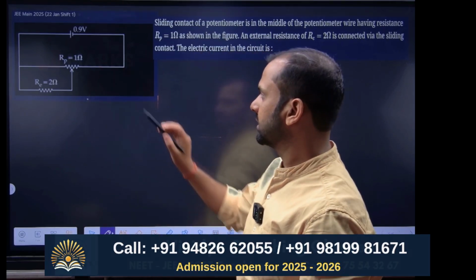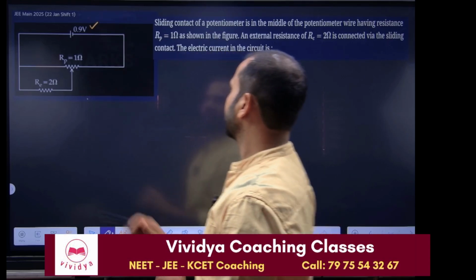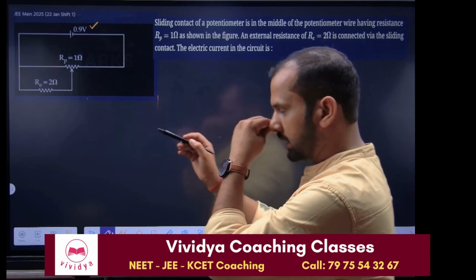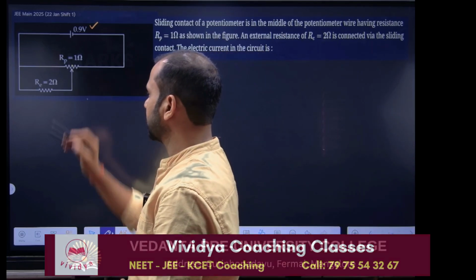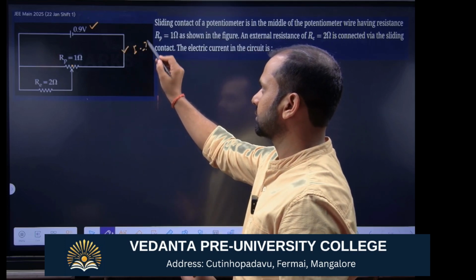This question suggests that here one battery of 0.9 volt is there, with one variable resistance. A potentiometer wire is there and we are fluctuating it. When it is at the midpoint, what will be the current in the circuit? So, this is the question.